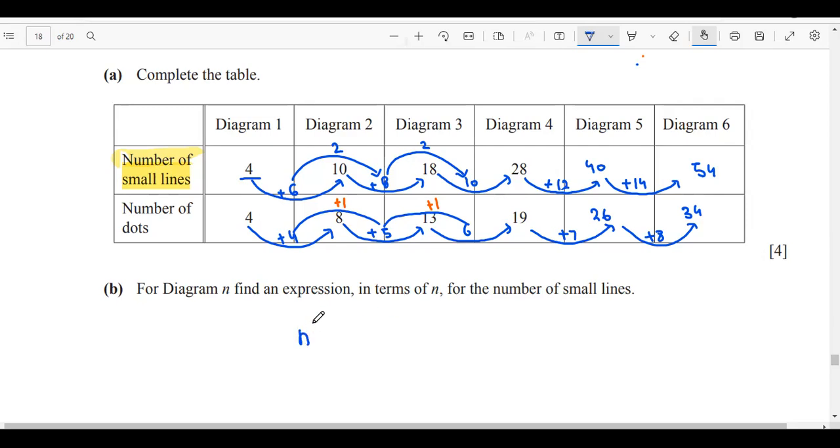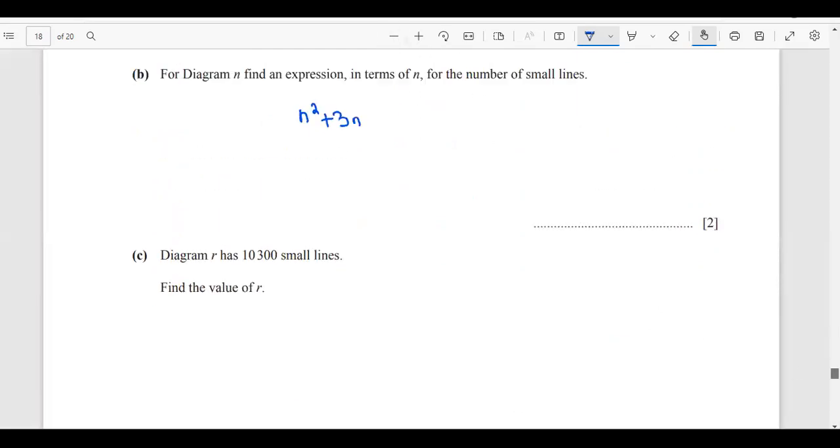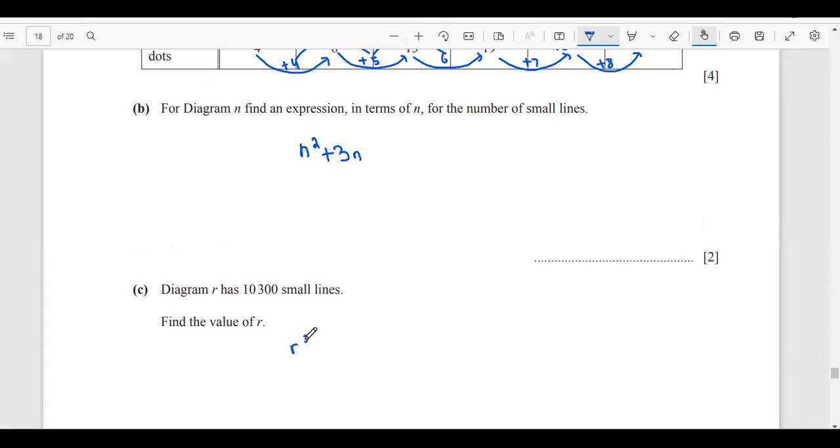Right. So it would be n squared plus 3n. And this is the expression for the nth term of a quadratic sequence, okay? The next part says the diagram R, so there's some diagram R and it has 10300 small lines. Find the value of R. So if it is the diagram R, we are going to write it down this way: R squared plus 3R equals 10300.